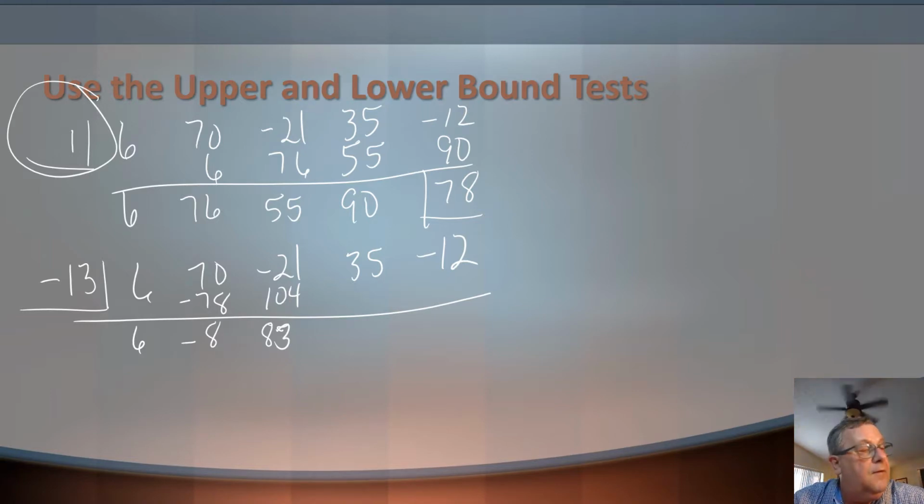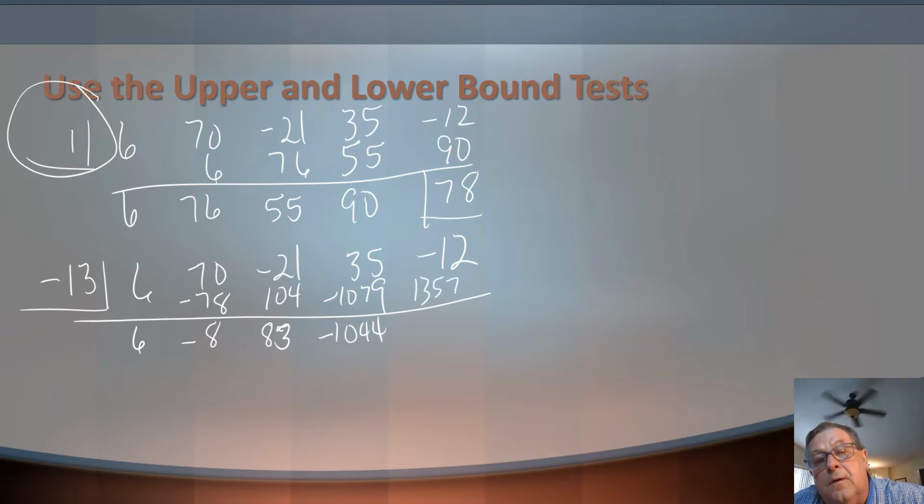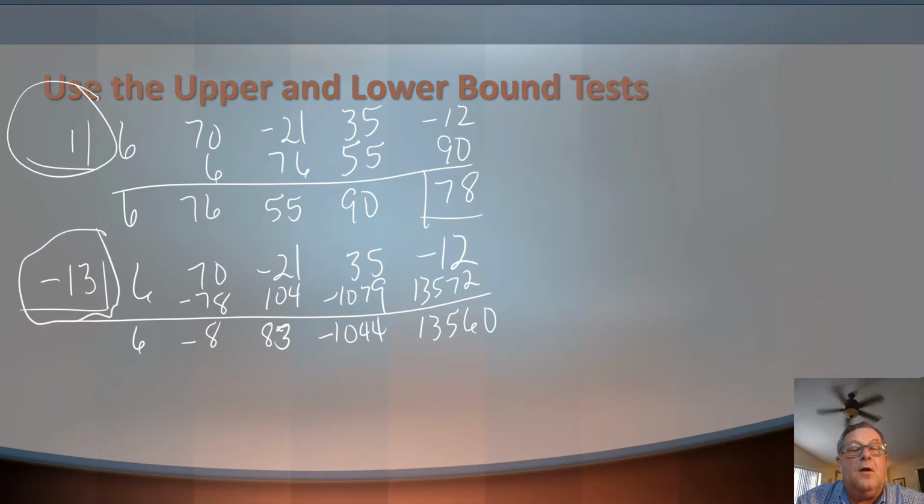Negative 13 times 83 is actually negative 1079. Plus 35 is negative 1044. I'm looking pretty good. Positive, negative, positive, negative. And negative 13 times negative 1044, that's 13,572. Minus 12 is 13,560. So my quotient is all alternating positive and negative numbers. So negative 13 then is a lower bound.